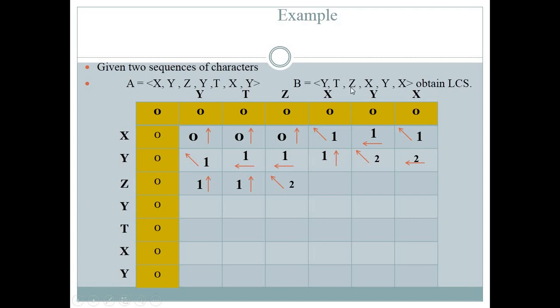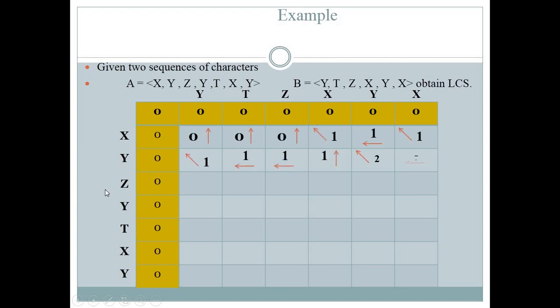Again next we will check z with x. No matching here, so we will check its left hand side value and above value. The left hand side value is maximum, so we will put 2 with the reference of it. Again we will check z with y, so no matching, so we will check its above value and left hand side value. Both are 2, so we will take reference from the above. x and z, no matching, so we will check the left hand side and above. Both are the same, so we will put 2 and an above arrow. Okay, so these are the calculations of rows 1, 2 and 3.